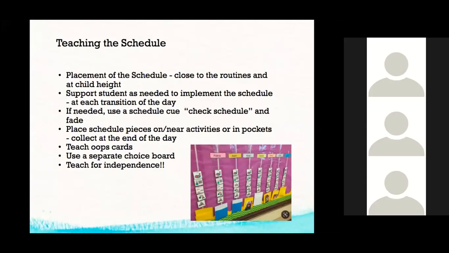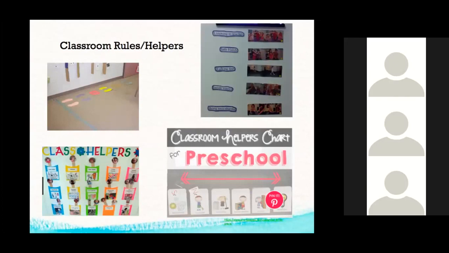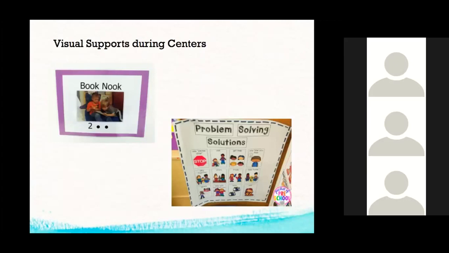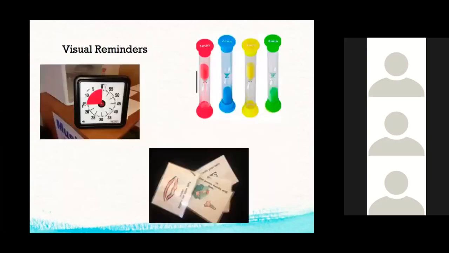You can't set up a schedule, post it on the wall, and expect our kids to understand exactly what that's all about. So we really want to teach the use of a schedule, and there are a variety of ways to do that. Classroom rules and helper charts are really important visuals for our kids. And then, of course, visual supports during center. So, in the book nook, we can only have 3 people in the book nook. So we want to make sure that we don't have too many people in the book nook. Other visual reminder cards and time timers. I have my little time timer sitting right here in front of me that I'm using.